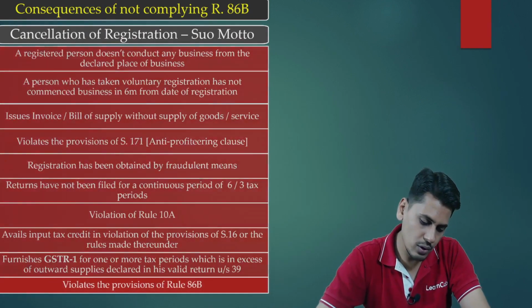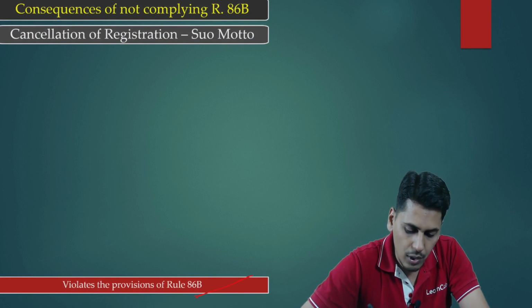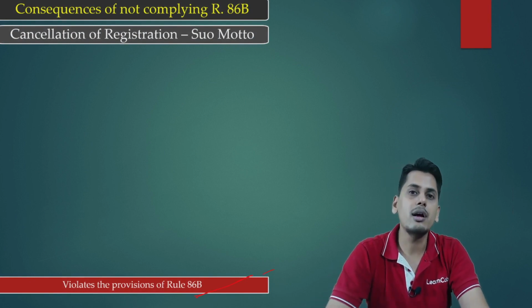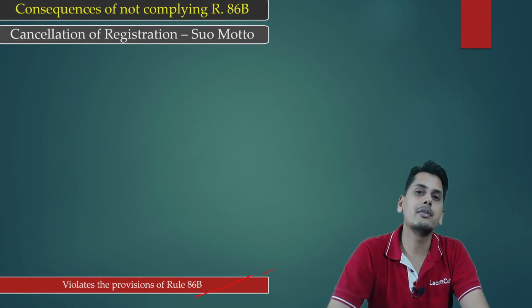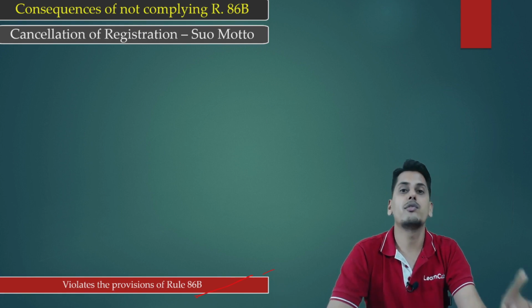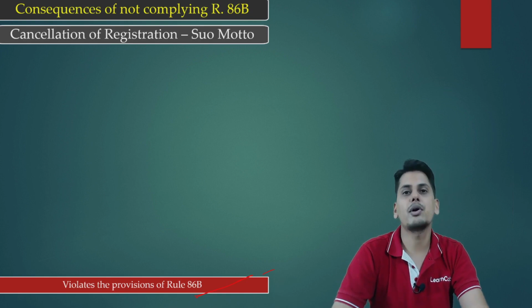In those grounds, if you could remember, one of the grounds was violation of the provisions of Rule 86B. At that moment, we had kept this on hold, we had kept this pending, stating that we would discuss this when the appropriate time comes. This is the appropriate time.